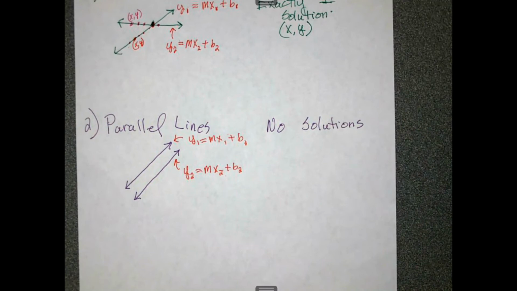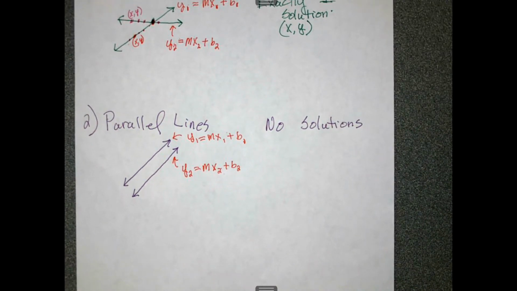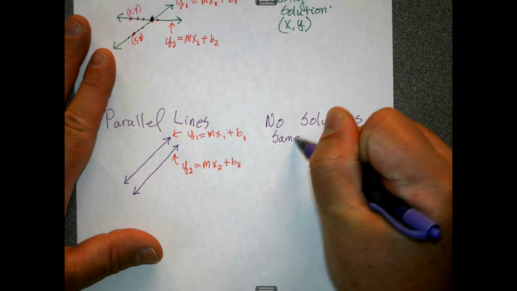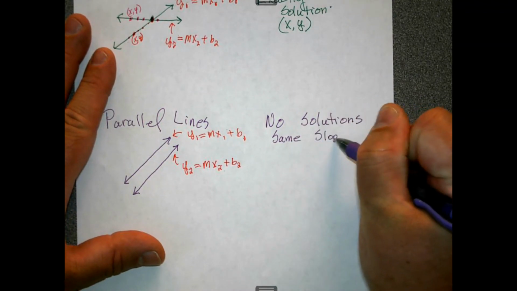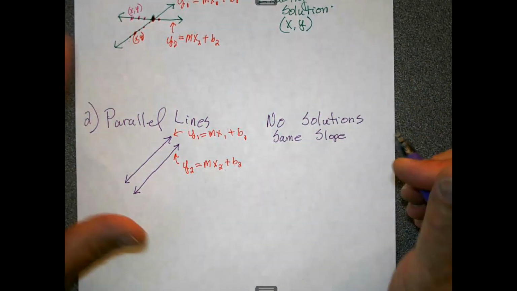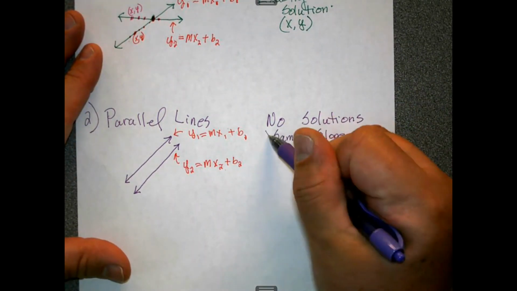Yes, sir. Don't parallel lines also mean they have the same slope? Yes. Good. You're ahead of me again, but great observation. Same slope. I was going to try to trick you guys up later. Keep that in mind when I do that. So they're going to have the same slope.